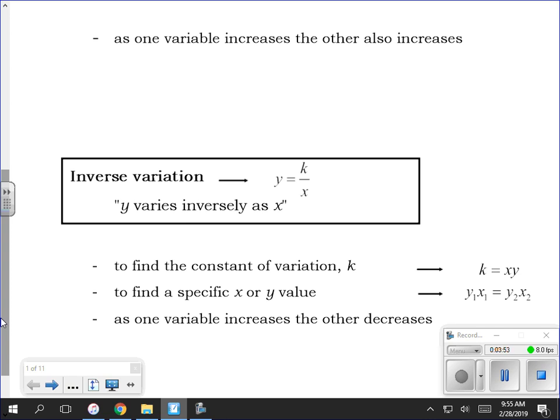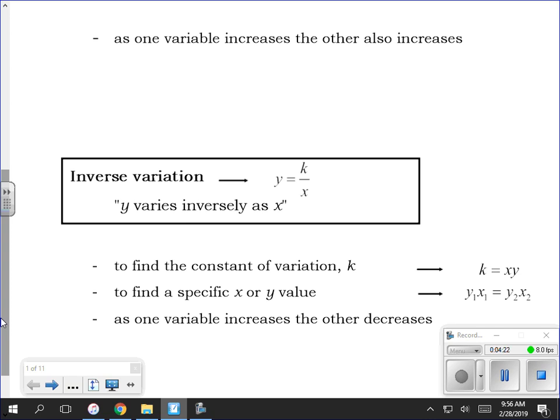It's proportional, and that's the way it works. When you're playing the trombone, you make the length longer, and it ends up with a slower vibration. It's a deeper sound. Music is a perfect example of inverse variation. As one goes up, the other goes down.